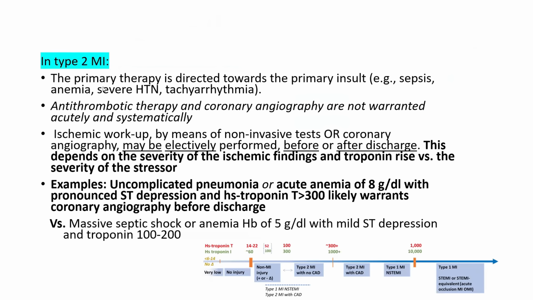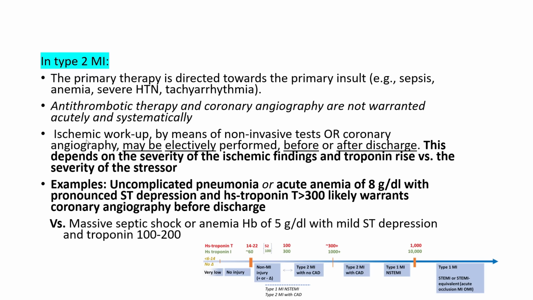So in type 2 MI, the primary therapy is directed toward the primary insult, whether sepsis, severe anemia, transfusion, hypertension, or arrhythmia. Antithrombotic therapy and coronary angiography are not warranted acutely and systematically. Ischemic workup by means of non-invasive tests or coronary angiography may be electively performed, whether before or after discharge.